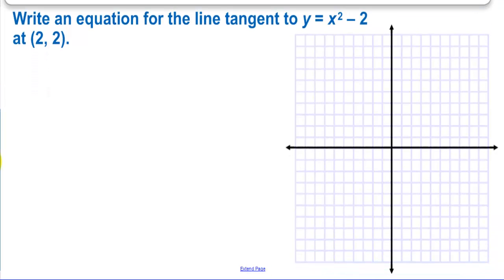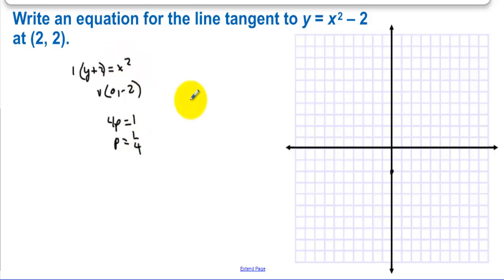Write an equation for the line tangent to y equals x squared minus 2 at (2, 2). If we add 2 over, we get y plus 2 is equal to x squared. So the vertex is (0, -2) down here. Then we see that the 4p is in front of the variable that's not being squared, and it's 1. 4p is equal to 1, so p is equal to 1/4. First of all, p is positive, and since x is being squared, this parabola opens up. And it only opens up, the focus is only 1/4 above the vertex.